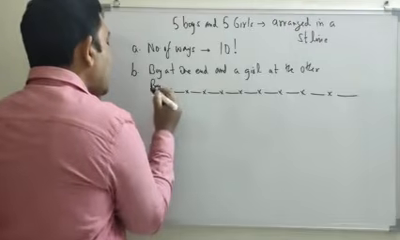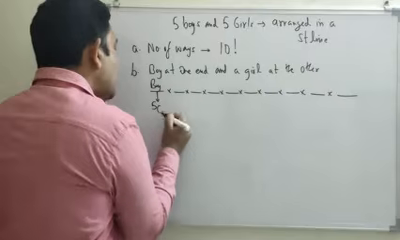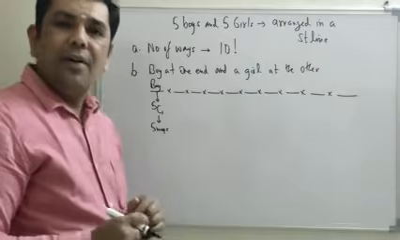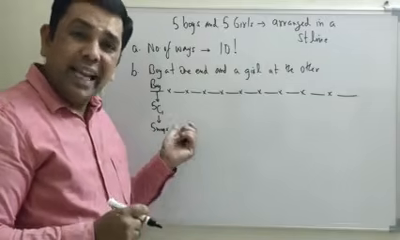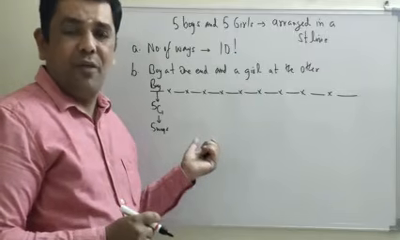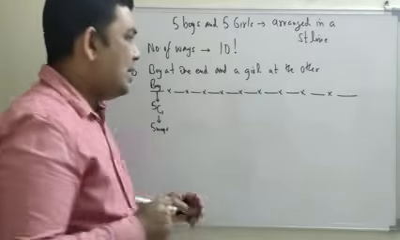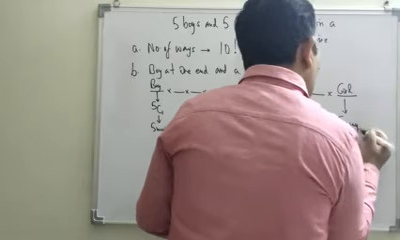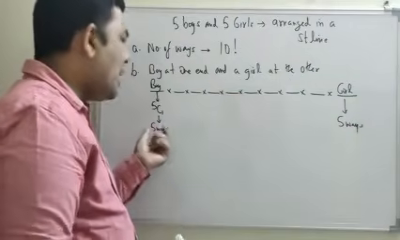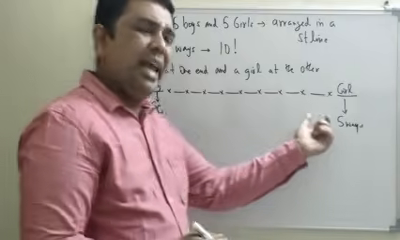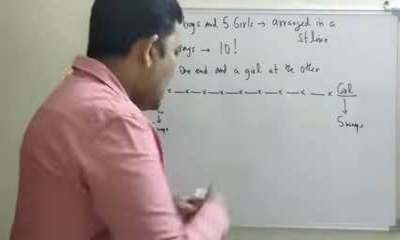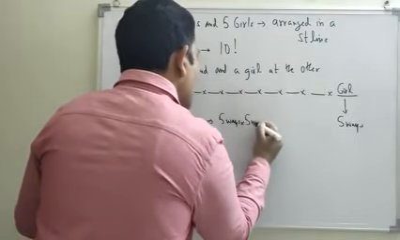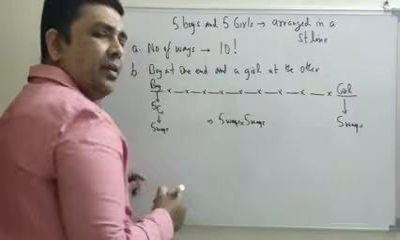A boy can be selected for this place in 5C1, that is 5 ways. After doing this, a girl can be selected for this place in 5 ways. So a boy can be selected in 5 ways, a girl can be selected in 5 ways. Alright, let me put these values here. So boy in 5 ways, a girl in 5 ways.